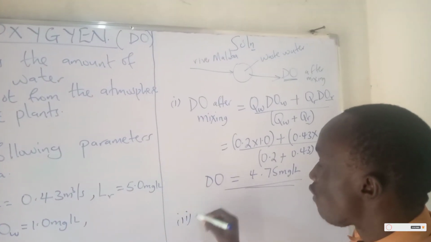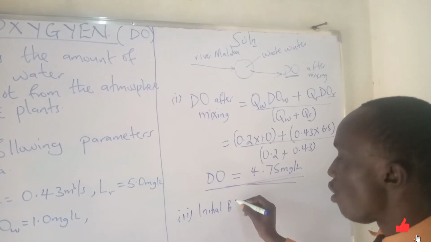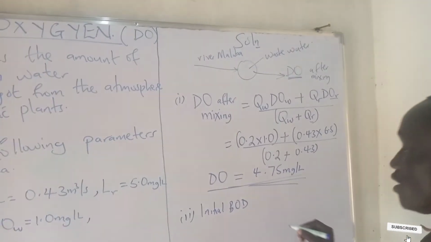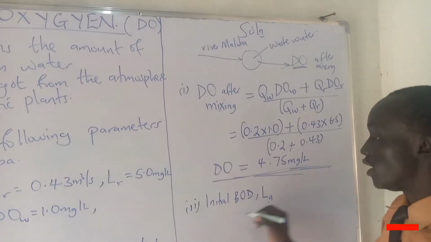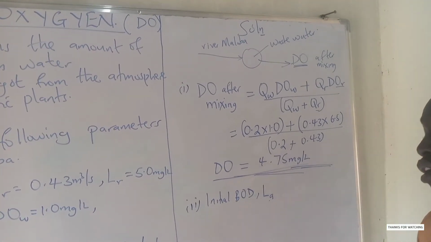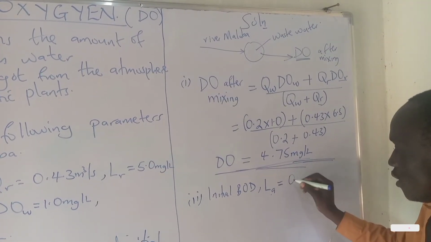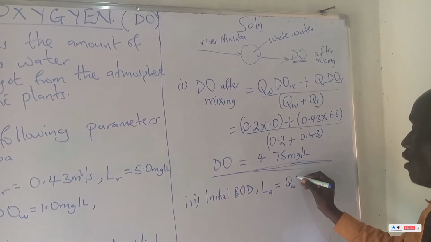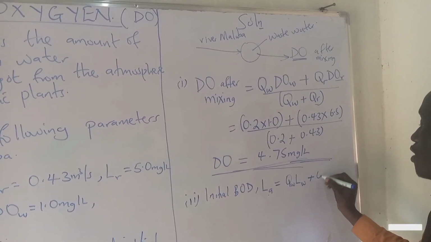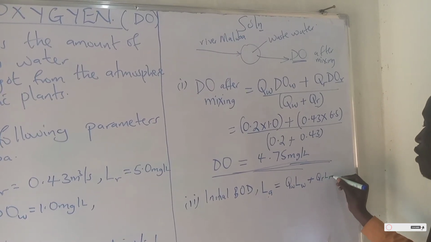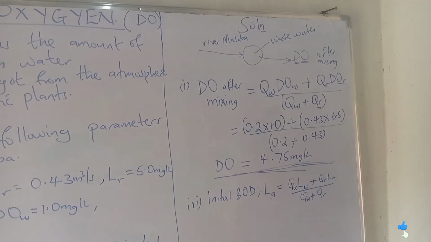Let's find that also. Number 2, we are finding the initial biochemical oxygen demand after mixing. Let's call it LA. LA stands for the initial biochemical oxygen demand. It is given by the formula: QW times LW, plus QR times LR, over QW plus QR.